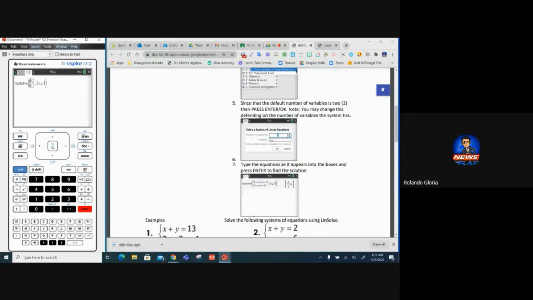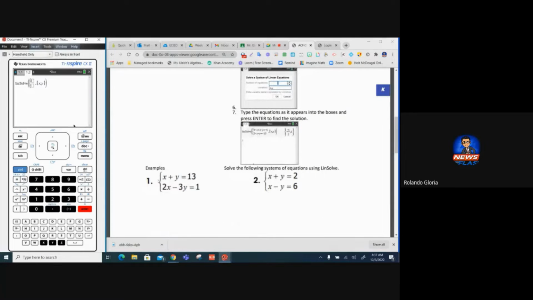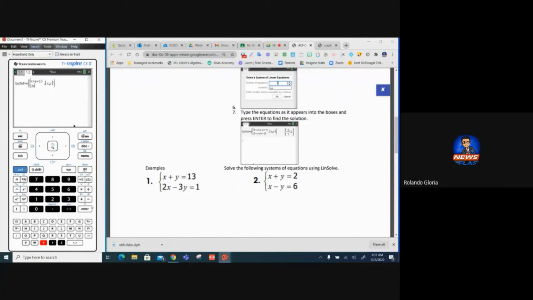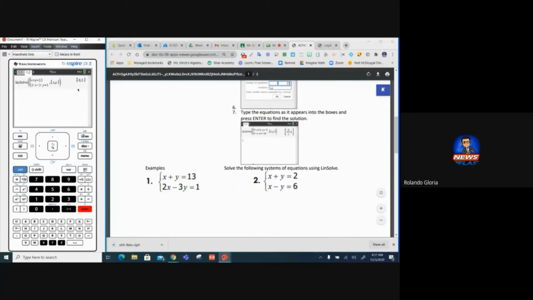Equation 1 is on the first box. Equation 2 should be typed on the second box, and look for the point of intersection, which is x comma y. Okay, so let's go ahead and type the first equation. x plus y equals 13. And then arrow down to type the next equation, which is 2x minus 3y equals 1. And then as soon as you hit enter, that gives you the solution set.